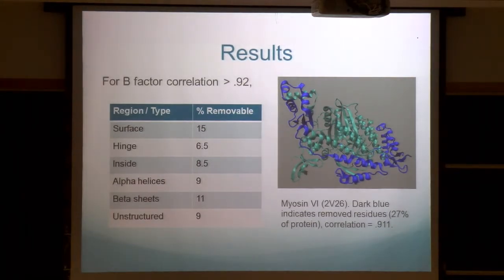So just to summarize the results, with surface residues, you could remove about 15% of the protein before the NMA started to break down. The hinge and inside residues, you can remove fewer of those. There was some difference between the alpha helices, beta sheets, and unstructured regions. However, that difference was less significant, but there was a clear distinction within where you're going to remove these proteins. This is an example of a model of one of the partially removed structures. The dark blue region represents the protein that was not present in the model, and that was about 27% of the protein.